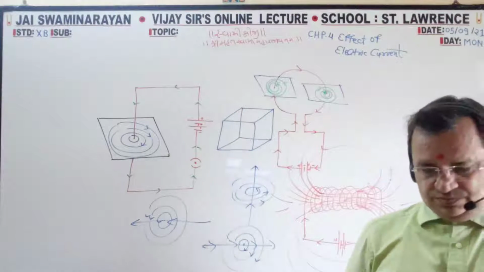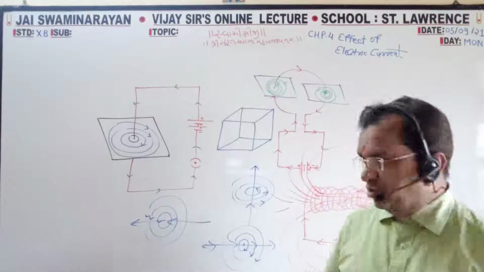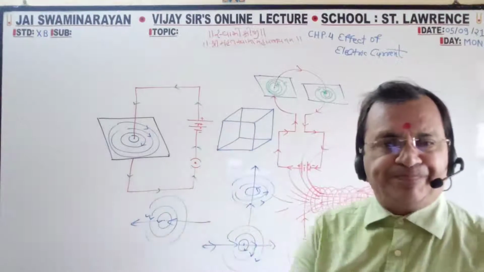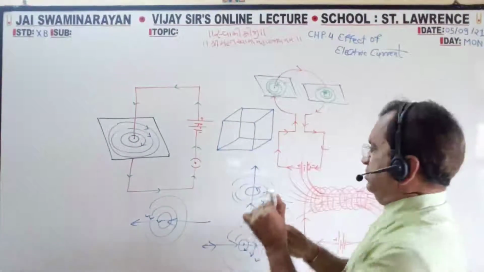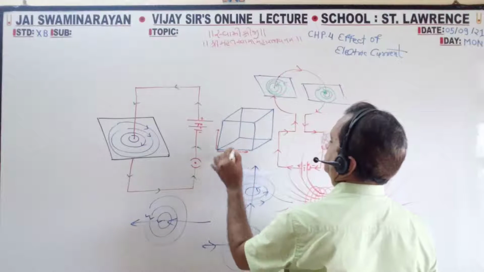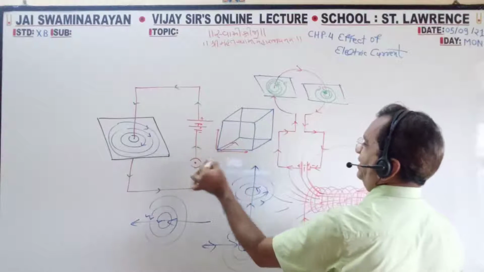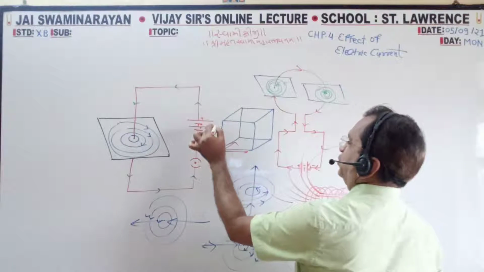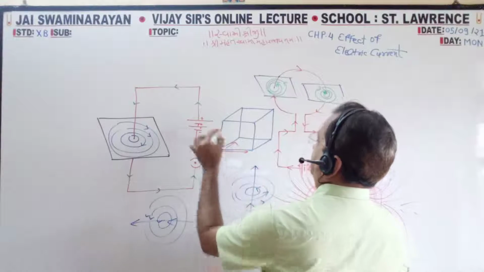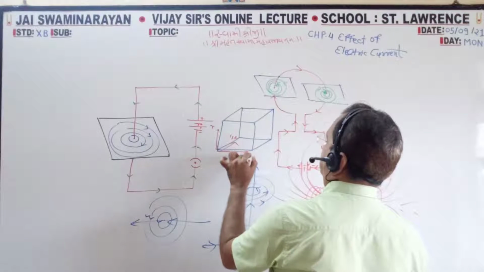This is a cube, like a room. Take any point of the room, a corner. This and this and this are right angles. So this is the thumb, first finger, middle finger.